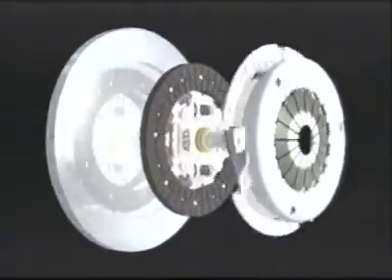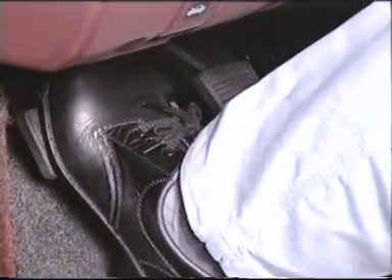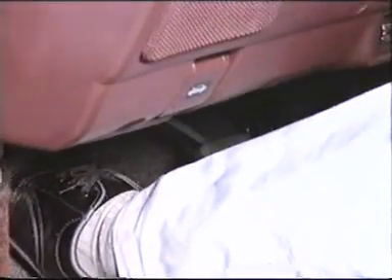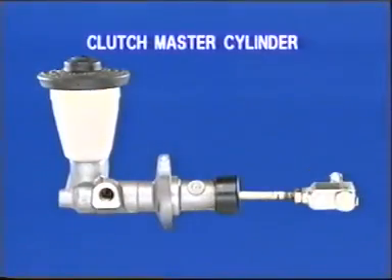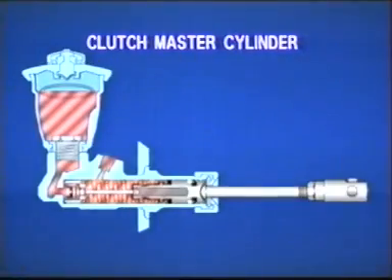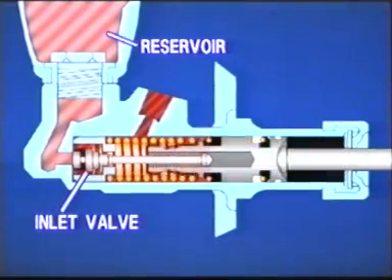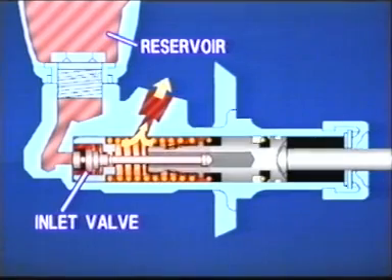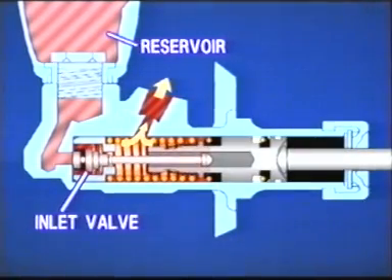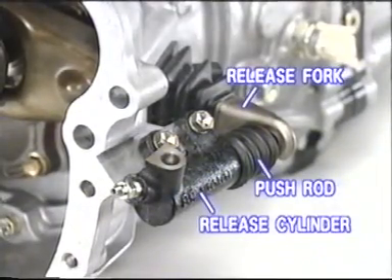Here is how the clutch functions. Depression of the clutch pedal generates the sliding movement of the piston in the clutch master cylinder, and that sliding movement converts to hydraulic pressure. The inlet valve closes the reservoir passage. The elevated hydraulic pressure is transmitted to the release cylinder.